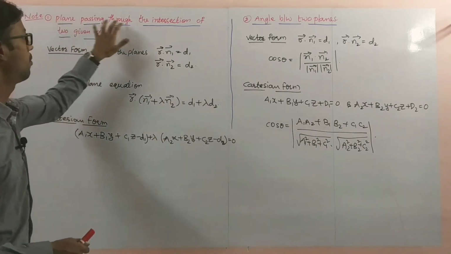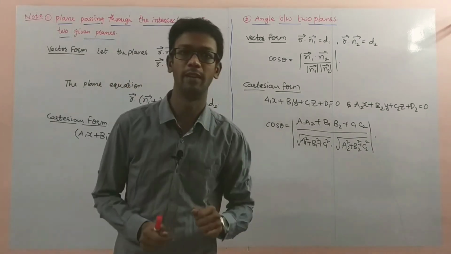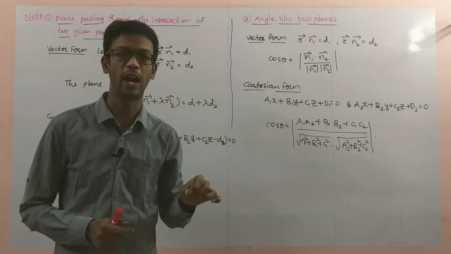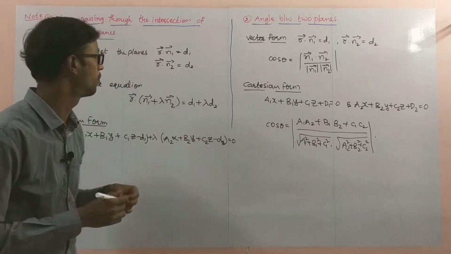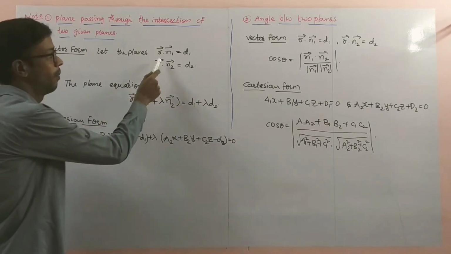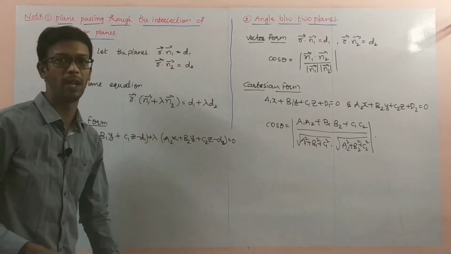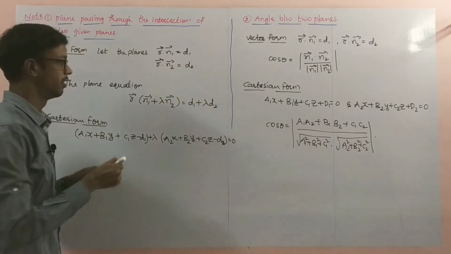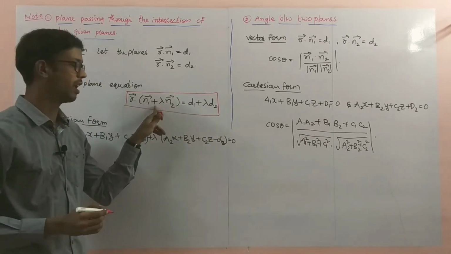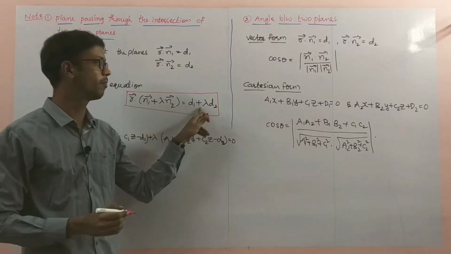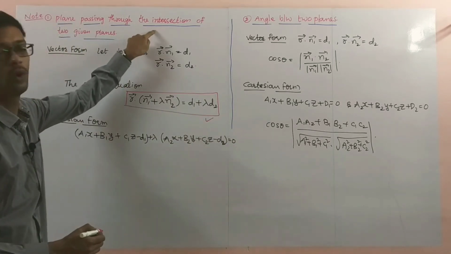Note point 1: plane passing through the intersection of two given planes. Now, for the intersection of two planes, you have to find a plane equation passing through the intersection of the two plane equations. One is the vector form. If the planes are r bar dot n1 bar equal to d1, these are the Cartesian form of the plane equations. Then the plane equation is r bar dot (n1 bar plus lambda n2 bar) equal to d1 plus lambda d2, which is the vector equation of a plane passing through the intersection of two planes.